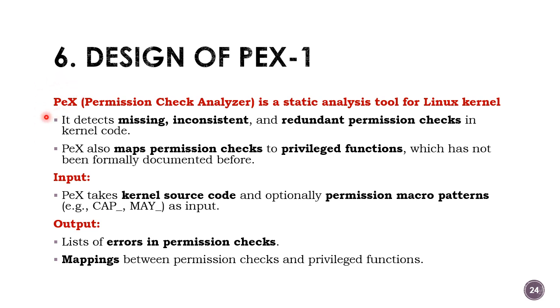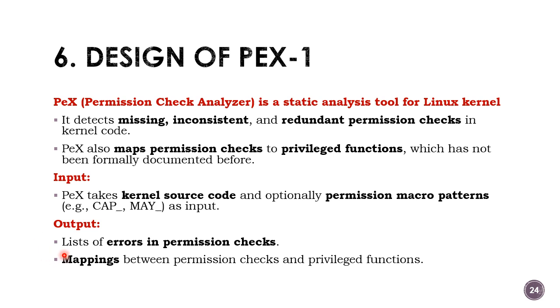So this PAX tool, as we mentioned before, mainly detects missing, inconsistent, and redundant permission checks in the Linux kernel source code, and it maps permission checks and privilege functions. As for the input and output of this tool, it will first take the source code of the Linux kernel as the input, and it could optionally also check the permission macro patterns, like you can also take cap or mask macros as the input.